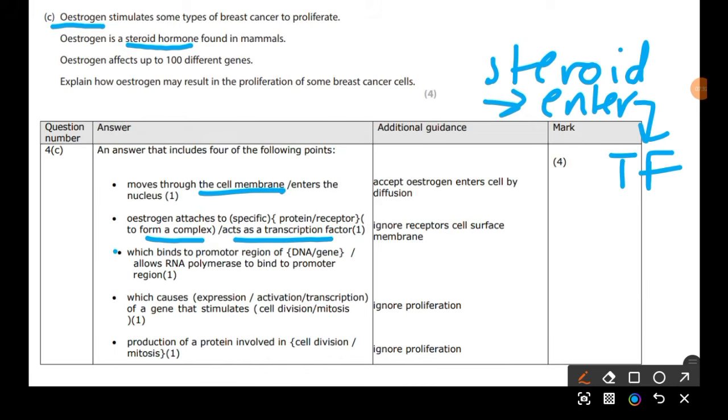And then how a transcription factor works: it binds to a promoter region of DNA, allows RNA polymerase to bind, so certain genes are expressed, and there is production of certain proteins. This is for the specific question. The proteins were involved in cell division because this is about breast cancer.